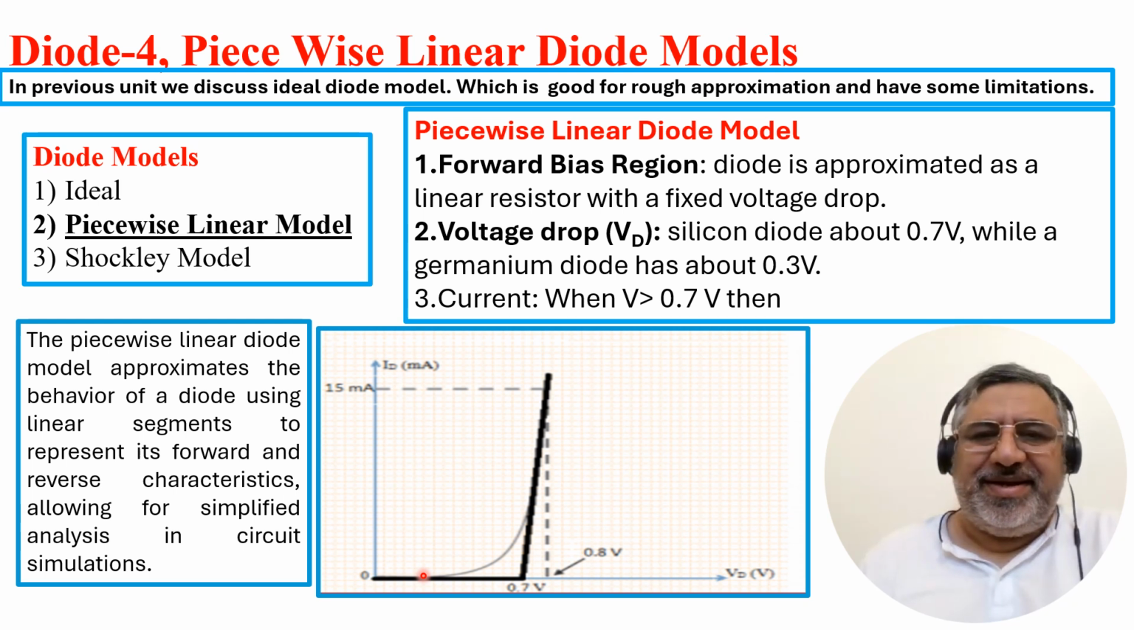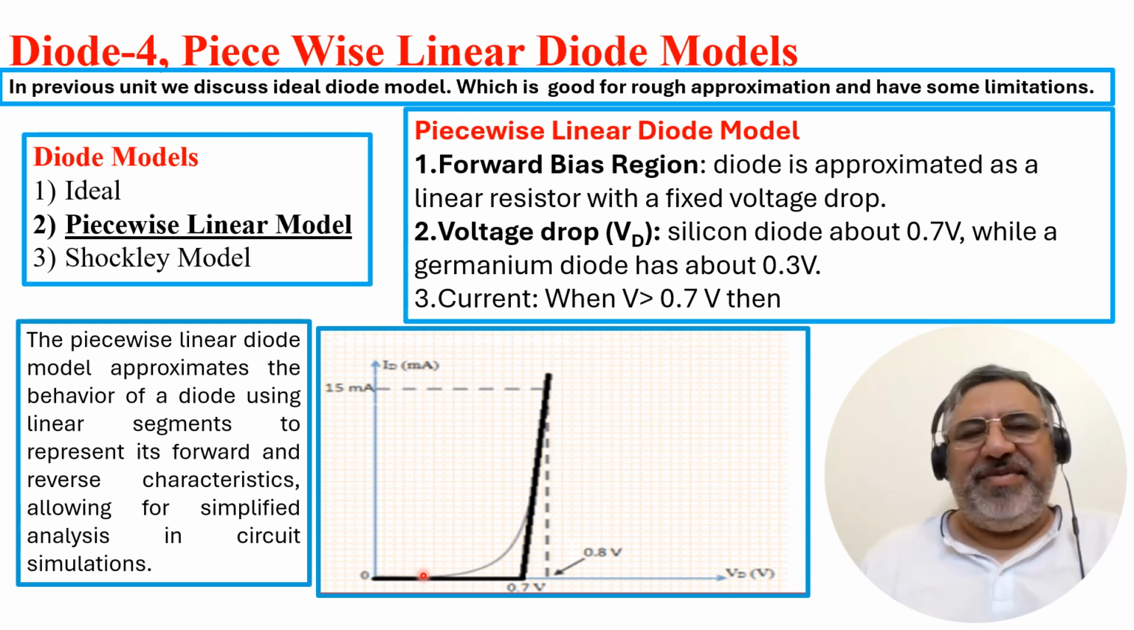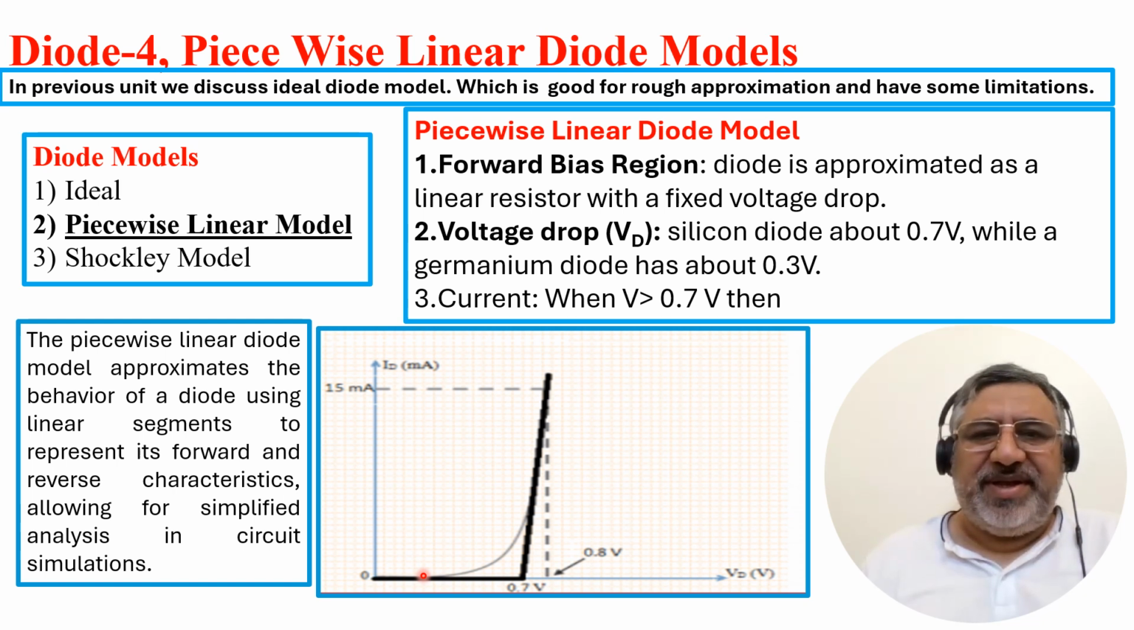As discussed earlier, there are many diode models available in literature to simulate the electrical behavior of a diode. In the previous unit, we discussed the ideal diode model, which is very good for rough approximation but has some very serious limitations. In this unit, we will discuss the piecewise linear diode model, which is a simplified representation of real diode behavior, and differs from the ideal diode behavior.